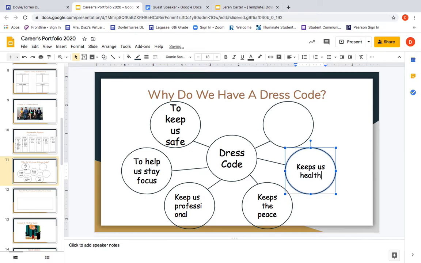It also, something you may not think of, keeps us healthy. You may be thinking, well, how does a dress code keep us healthy? Well, if you are wearing perhaps a tank top to school on a hot day, what will happen if you're not wearing any sunblock, right? You can get a really deep sunburn, and it could make us be in pain. So if we don't wear tank tops to school, then our shoulders become protected and that keeps us healthy.